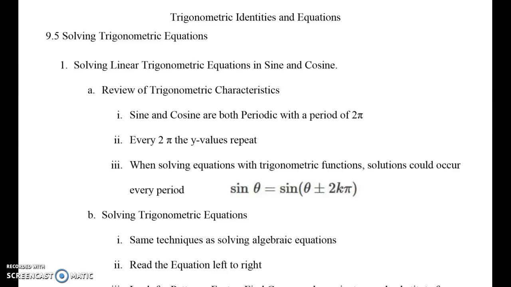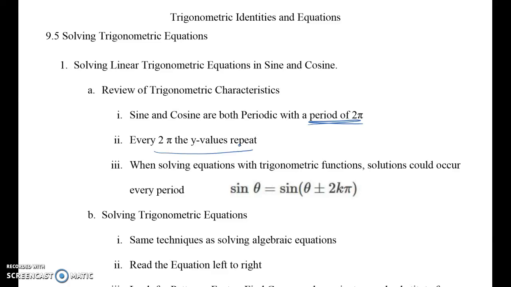And so a couple things I want to review with you, just remembering some of the things about sine and cosine. Remember that sine and cosine are both periodic and have a period of 2 pi. We're going to use this quite frequently as we work through some examples. So that means that every 2 pi, the y values are going to repeat. So it's going to be very important for us to emphasize domain and realize what quadrant we're in, and also understand how many solutions we might have for something.